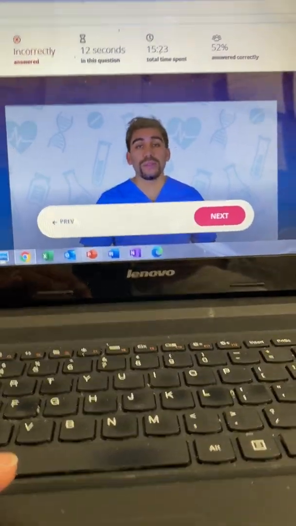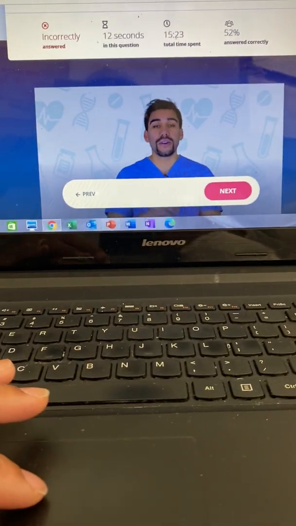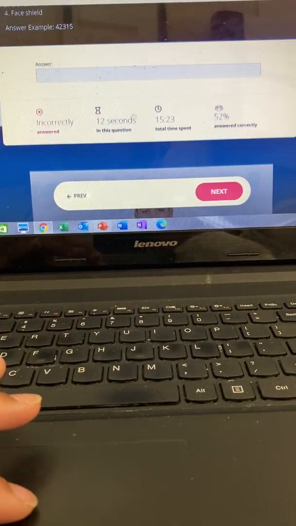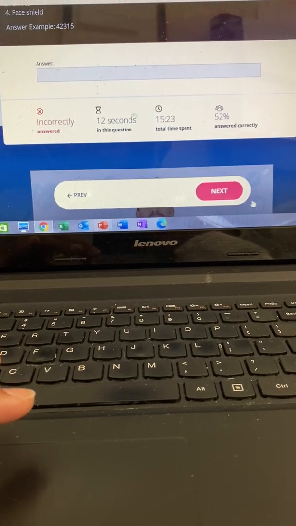So option 3 we should do first, guys. Gloves are always first. Then it's the face shield or the goggles. Then third, we remove the gown.